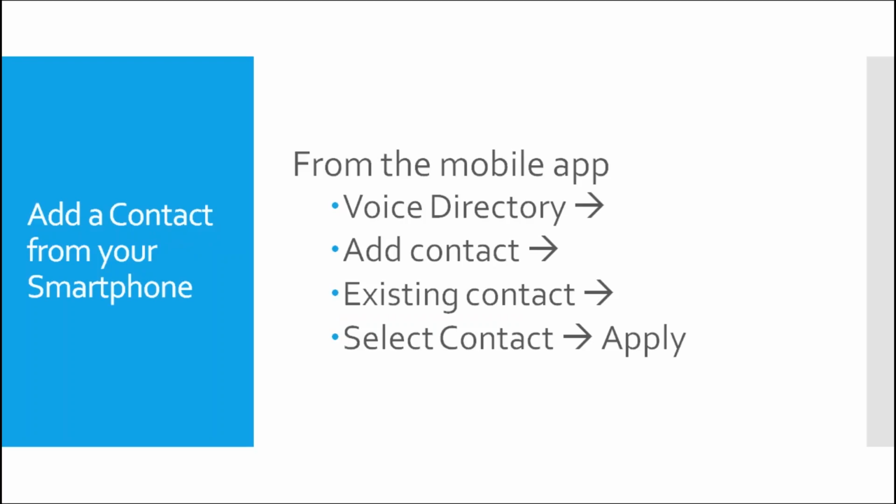To add a contact from your smartphone, you follow the same steps as when adding a contact manually from the mobile app, except this time it's a choice between the existing contact and new contact. You select existing contact. If you get a pop-up asking if Evatel can access your contacts, you tap Yes. And you will be redirected to your smartphone contact list from which you can select the contact you want to add to your voice directory. At the end, you tap Apply at the top right corner, and that's it.